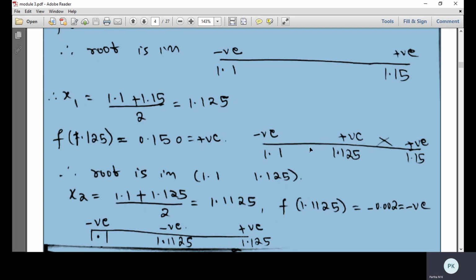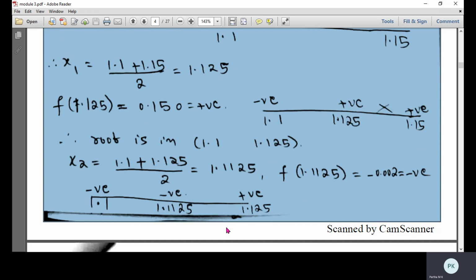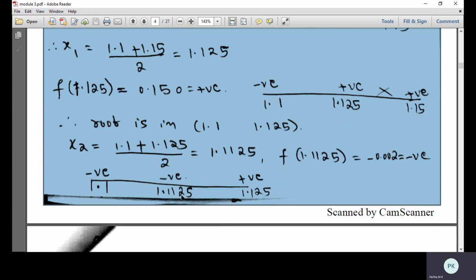Take the middle value of 1.1 and 1.125. 1.1125. Write that. Calculate the function value, that is f of 1.1125. Negative. So now observe, negative, negative, no root. So between a negative and a positive, for the next step, you have to carry this 1.1125, 1.125. For the next step, you are carrying only this interval.